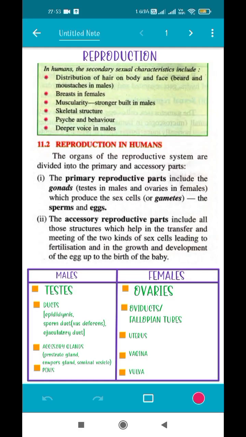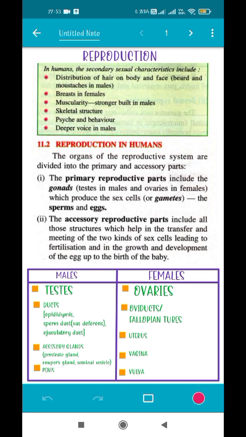So our chapter is reproduction. As we know, reproduction is the production of young ones having the same features as the parents. So in case of humans, the reproduction is sexual in nature. That means the male gamete sperm and the female gamete ovum have to meet one another, and then they have to unite with one another to produce the offspring.